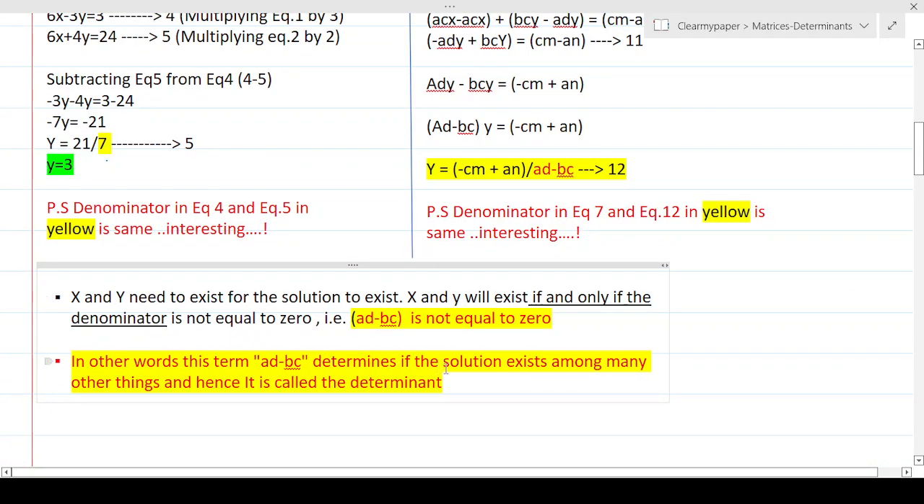What we concluded was that the denominator in this case, AD minus BC, will appear several times throughout the course of matrices and determinants in various contexts. The denominator AD minus BC is called the determinant because it determines the property of the matrix, or the way the solution of this problem will exist, among many other things. That's one of the biggest factors: it talks about the property of the matrix in terms of the potential solution, or how the matrix does the transformation. That's a quick recap.